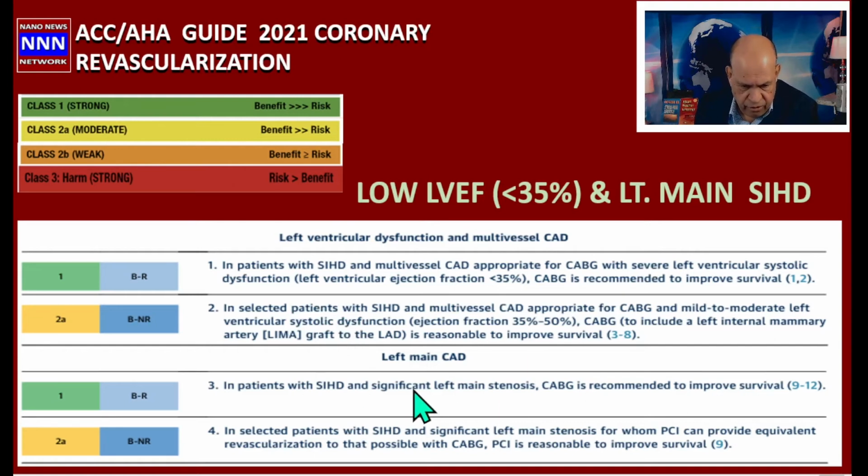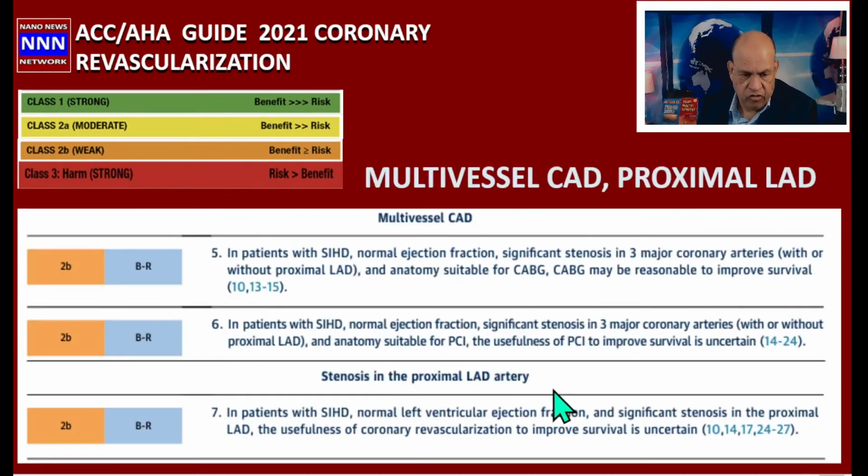So let's go look at the left main. In patients with inducible ischemia and significant left main stenosis, CABG is recommended to improve survival. Again, there are more recent studies which show that if the left main lesion is suitable, putting a stent may be as good as doing coronary artery bypass surgery, but based on the 2021 recommendations, this is a class 1 indication for coronary artery bypass surgery, someone with left main coronary artery disease.